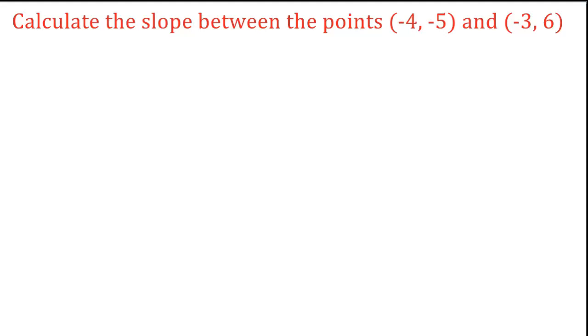Now it gets slightly more confusing if you have negative values to work with, but just know that the formula is exactly the same. So we want to find the slope between the points -4, -5, and -3, 6. I guess it really means the slope of the line connecting these points, but okay, so we're going to use our formula. M equals change in y over change in x, which I'm just going to write as y2 minus y1 over x2 minus x1. So these are our points here. If we make this x1 and y1 and make this x2 and y2, then we just plug in.